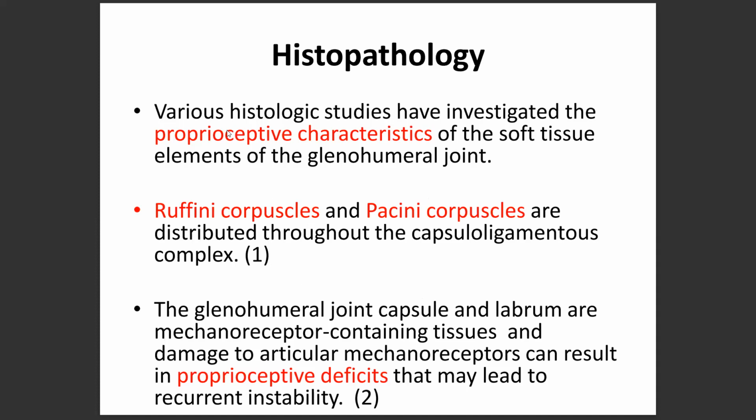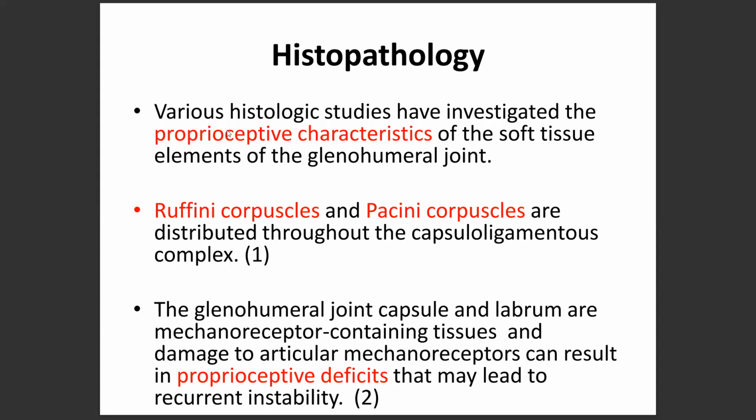The next topic we will discuss is the histopathology of shoulder instability. Various histologic studies have investigated the proprioceptive characteristics of the soft tissue elements of the glenohumeral joint. That is, what actually happens to the soft tissues after instability. If there is dislocation, what microscopic changes will occur in the capsule, the ligaments, and the other structures after that instability, after that dislocation?